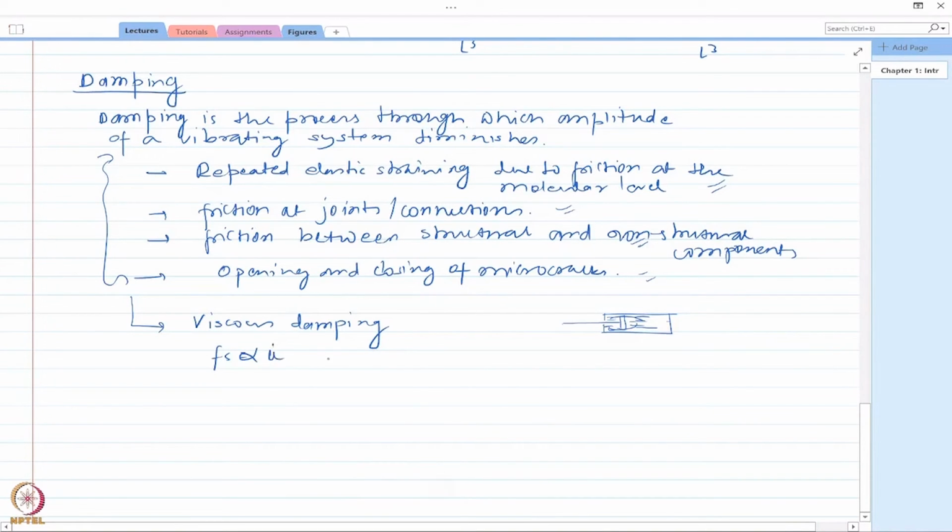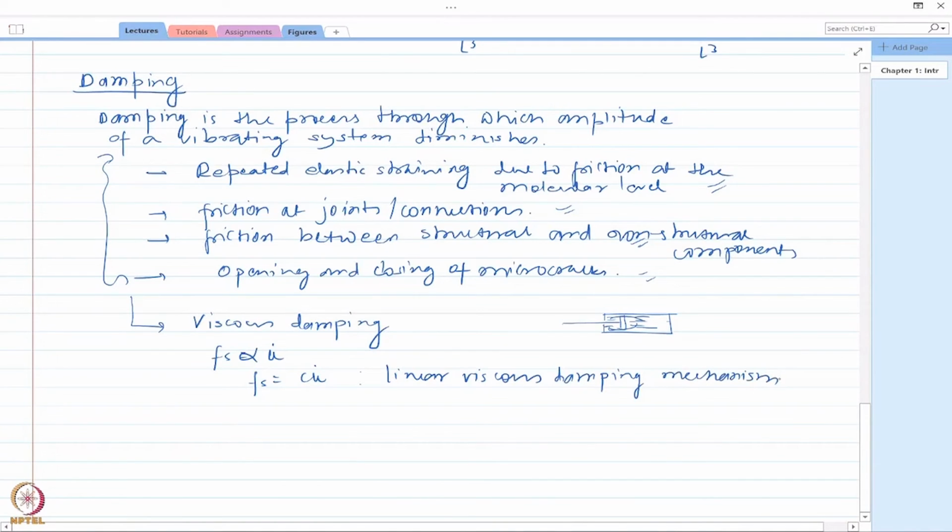So the damping force is proportional to velocity, and the coefficient of proportionality is called the damping coefficient, represented by C times u dot. So this is called the linear viscous damping mechanism.